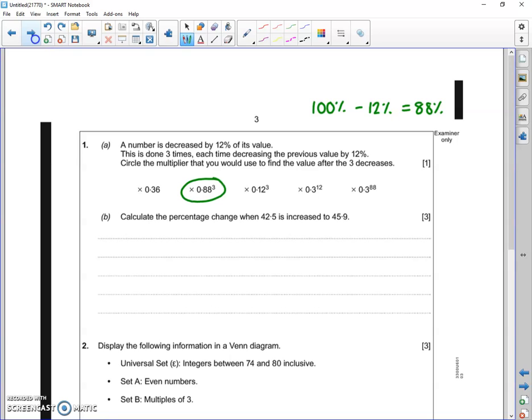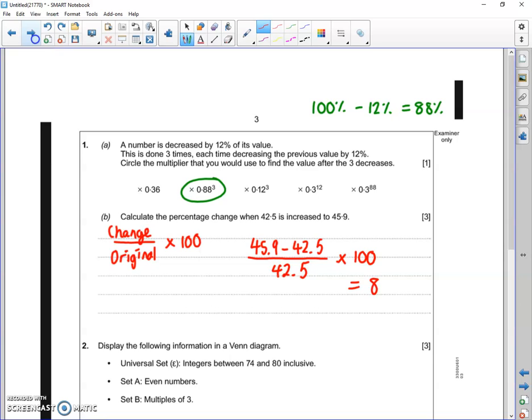Okay. Part B, calculate the percentage change. So the formula you're going to need for this is change divided by original times 100. So to find the change, you would take away: 45.9 take away 42.5. The original is what it was before, so that was 42.5 because it increased. Times 100. Don't forget the times 100 to actually turn it into a percentage. And you should get 8% for that.